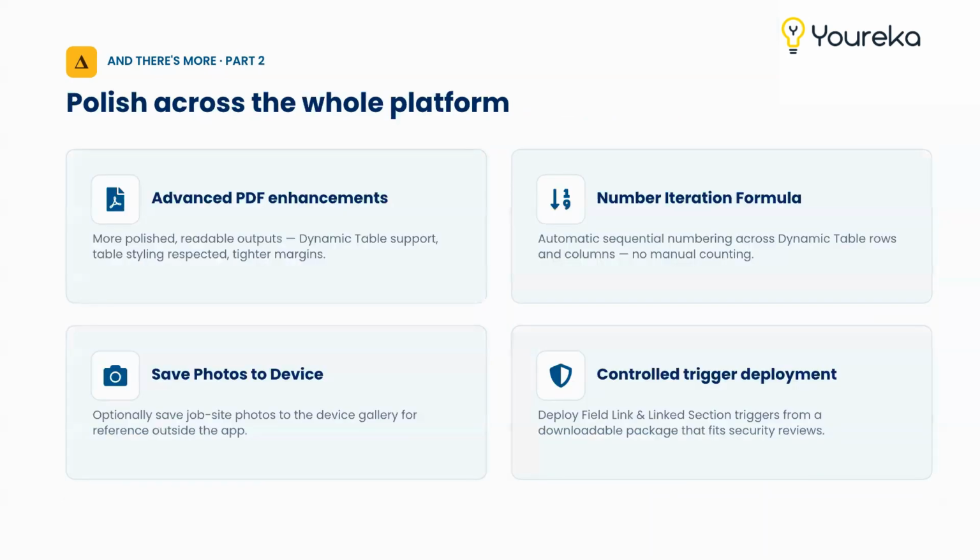Delta also includes additional enhancements that improve output quality, usability, and administrative control across the platform. Advanced PDF enhancements help create more polished and readable documents. Dynamic table data can now be included in advanced PDF outputs. Table styling is respected, and tighter margins make better use of page space. This is especially important when PDFs are used for customer deliverables, audit records, or compliance documentation.